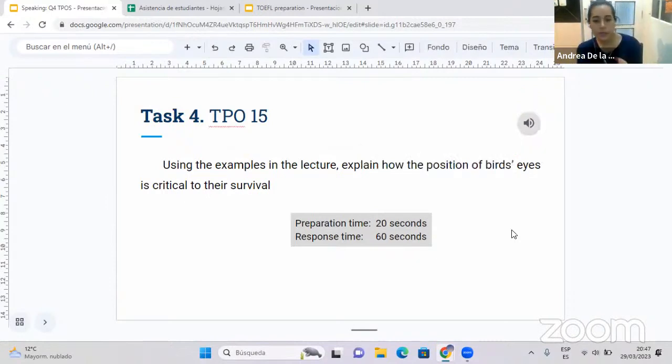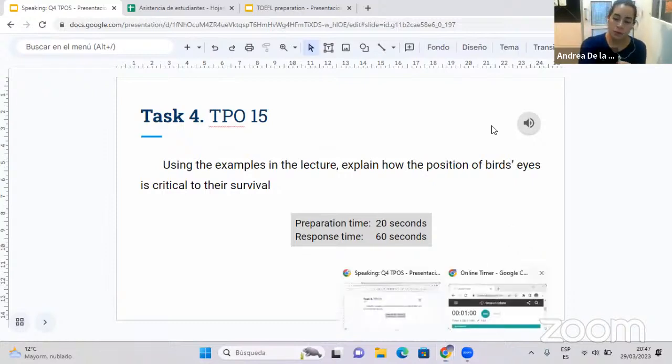All right, the question says, using the examples in the lecture, explain how the position of a bird's eyes is critical to their survival. You'll now have 20 seconds to prepare your response.